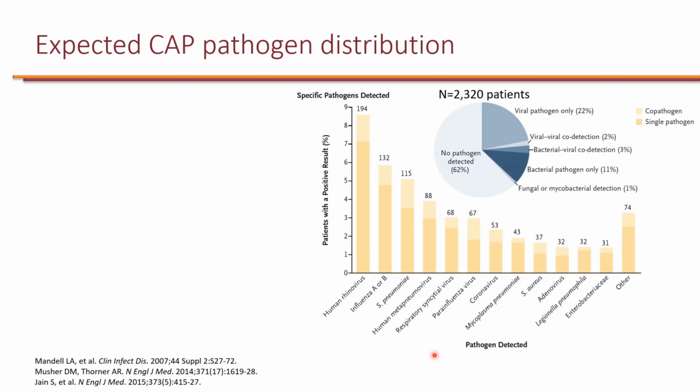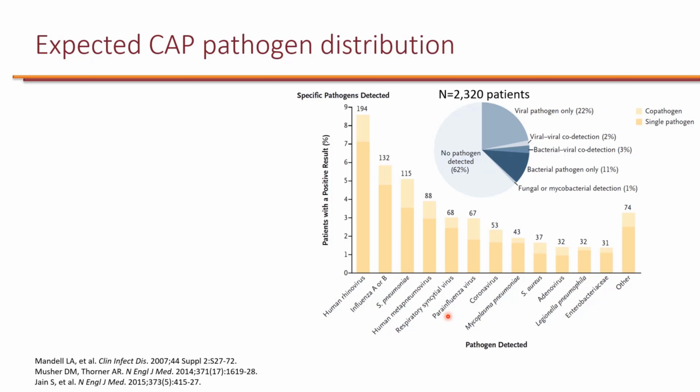Now let's take a look at the CDC EPIC study that was published in 2015, and it was a population-based surveillance study for community-acquired pneumonia requiring hospitalization among adults 18 years of age or older, in 5 hospitals in Chicago and Nashville. Now this study looked at 2,320 patients, and what they were trying to do is to identify common causes of community-acquired pneumonia requiring hospitalization.